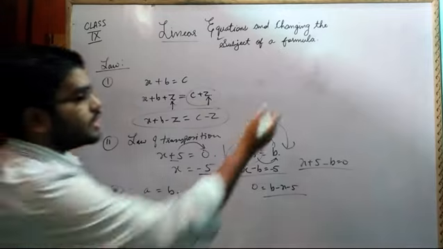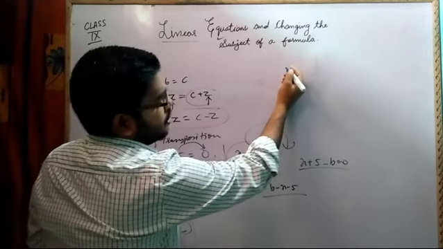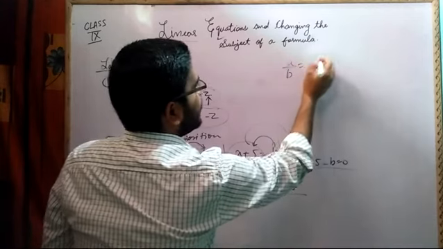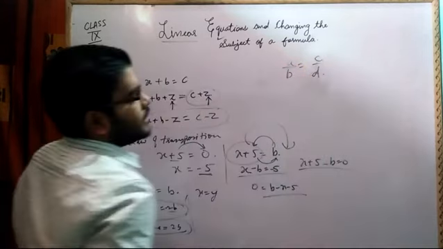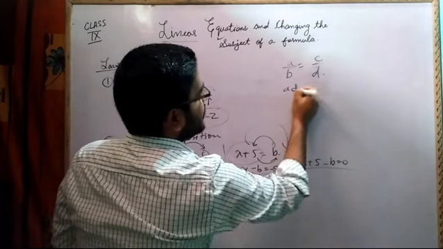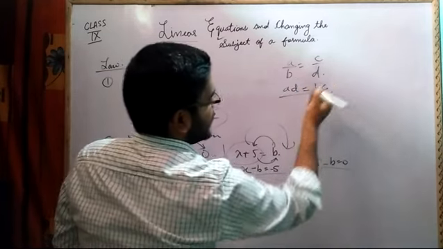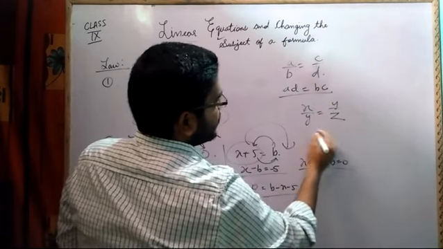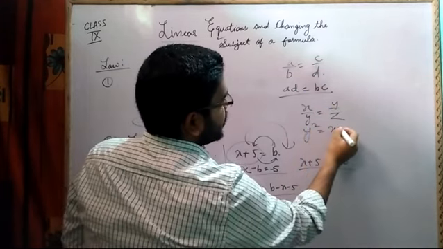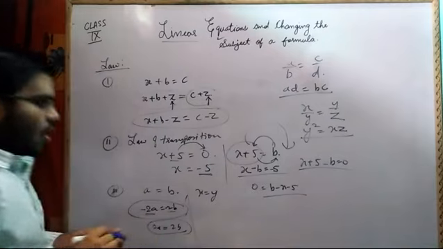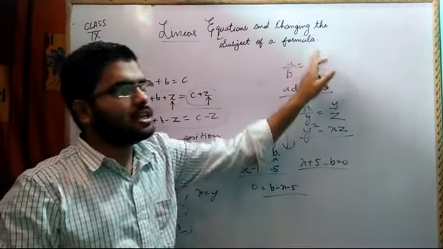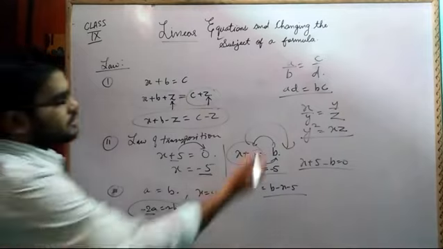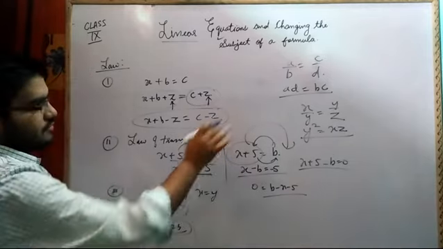Then we have the crosswise law. Law of crosswise rule: if I have a by b is equal to c by d, then I can write a into d is equal to b into c. If I have x by y is equal to y upon z, then I can say y square is equal to xz. So this is the law of crosswise multiplication. This is the third part only, an extension of the third.